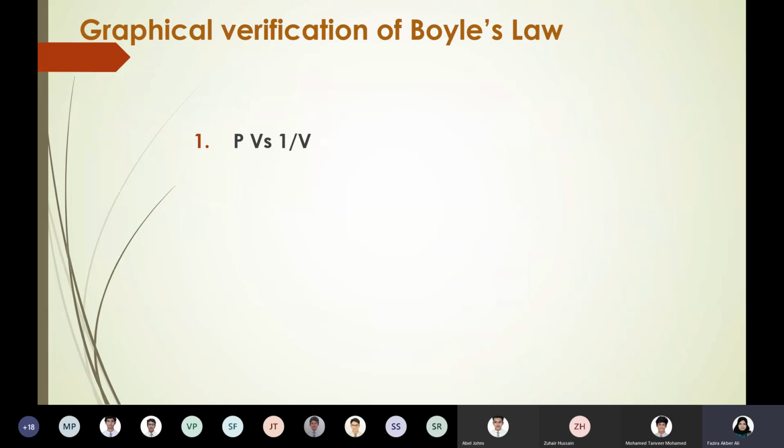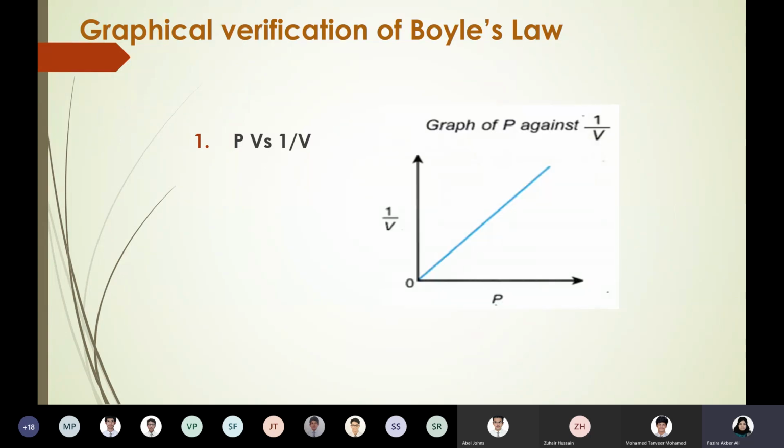There are three different graphs you can use to verify Boyle's law. The first one, as we discussed in the previous slide, is pressure versus 1 by V. The pressure versus 1 by V graph will be a straight line because pressure is directly proportional to 1 by V, or you can say pressure is inversely proportional to the volume. So this is the first graphical verification of Boyle's law: the pressure versus 1 by V graph is a straight line.